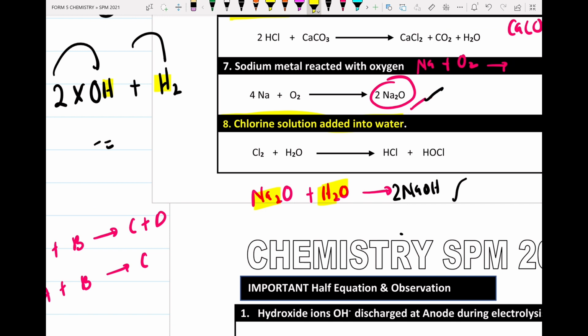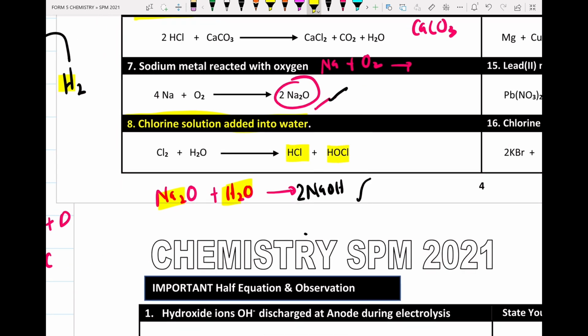Something very special. So in this reaction, we will get acid plus hypochlorous acid, and this acid is known as strong bleaching agent. So in this reaction, if they ask observation, so blue color litmus paper will turn to red and then bleach. All right, so we try to check how to do this one.